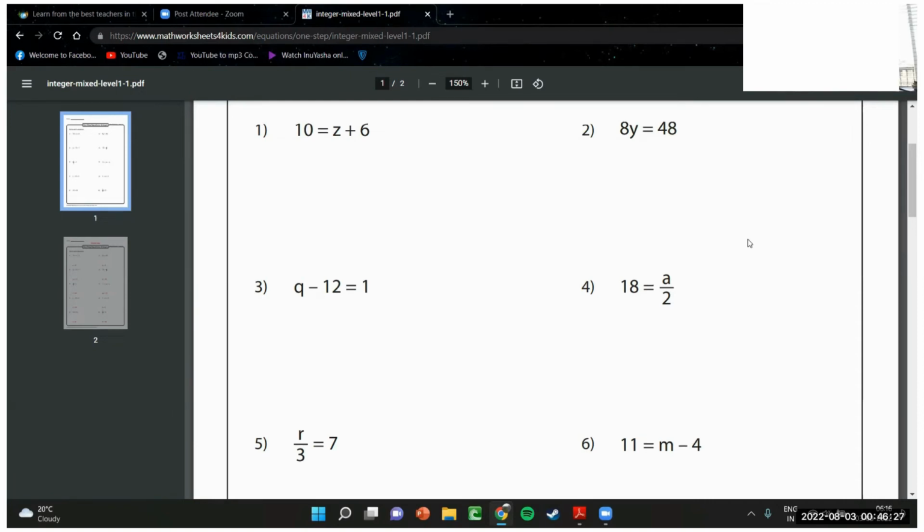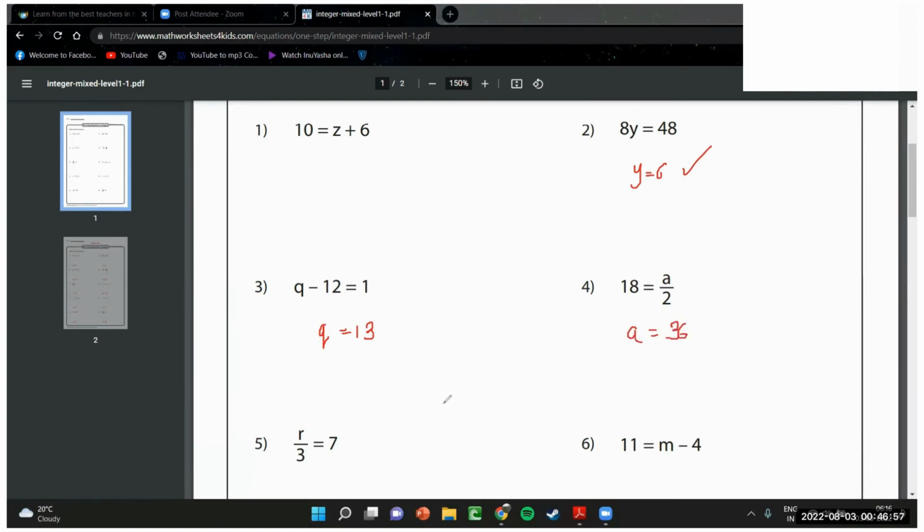Done. Okay. Let's check the answer. What's the answer to the second one? Y equals 6. Yes, you're right. This one, third. Q equals 13. Perfect. And then A equals 36. Yes. And then R equals 21. Awesome. So you know how to do one-step inequalities now.